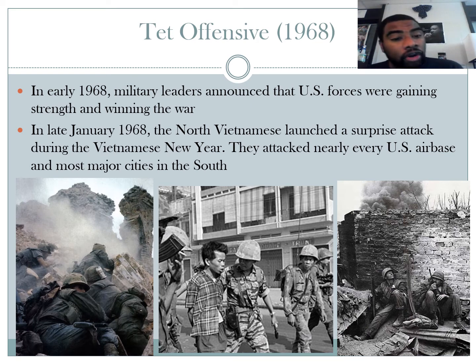In early 1968, military leaders announced that U.S. forces were gaining strength and winning the war. In late January 1968, the North Vietnamese launched a surprise attack during the Vietnamese New Year. They attacked nearly every U.S. air base and most major cities in the South. Of course, this is called the Tet Offensive.